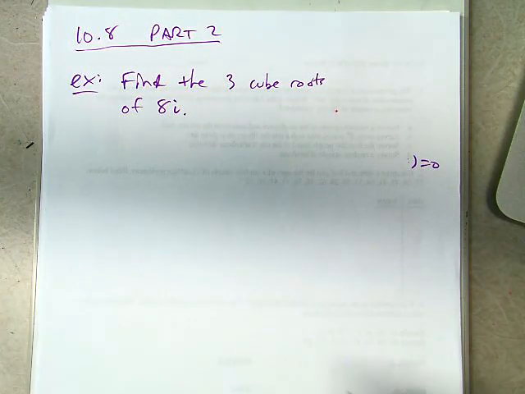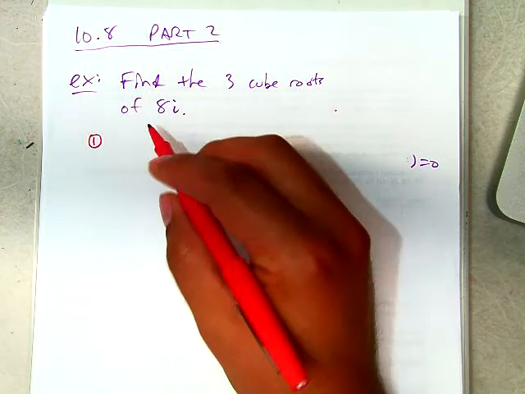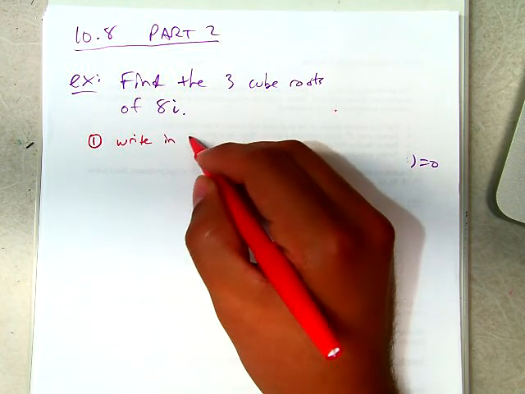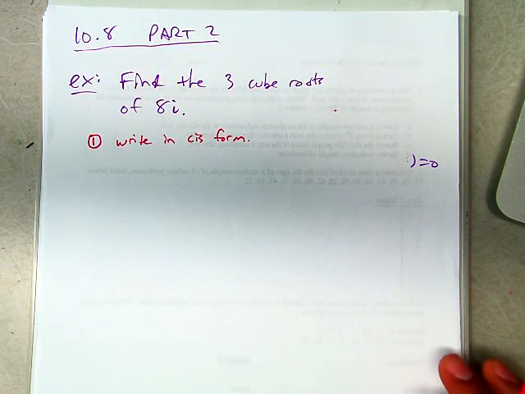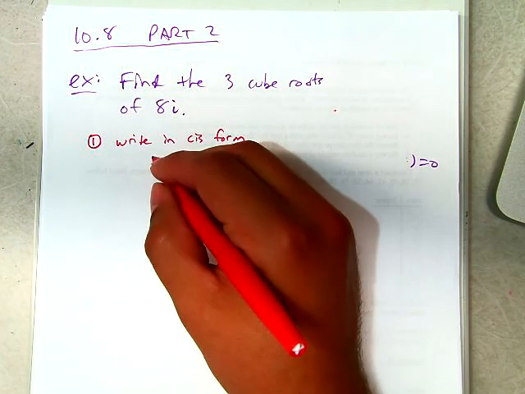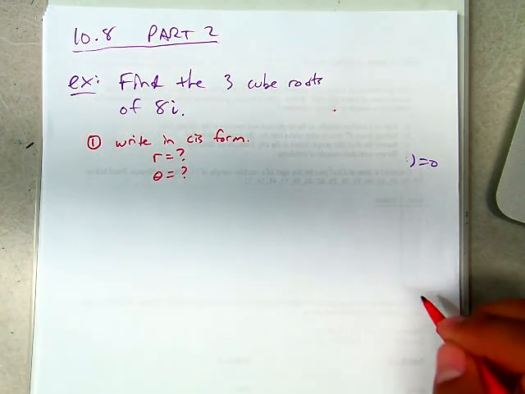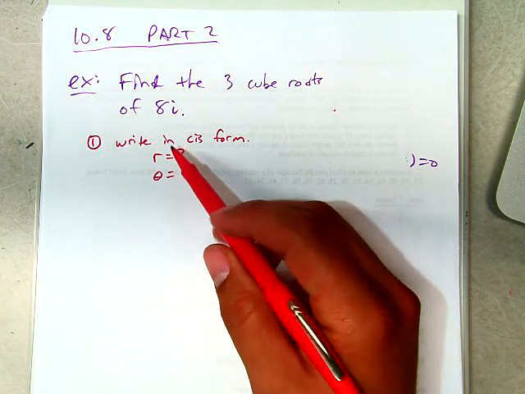Okay, so first, whatever number they give you, we're going to write it in CIS form because it's going to help us tremendously if we can convert it to CIS form. Now, for CIS form, we need a radius and an angle. Those are the two things that we need. We have formulas to find the radius and the angle.